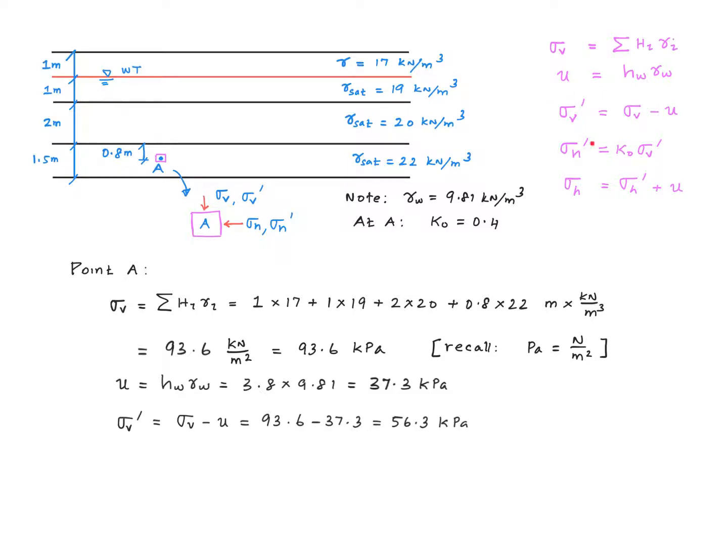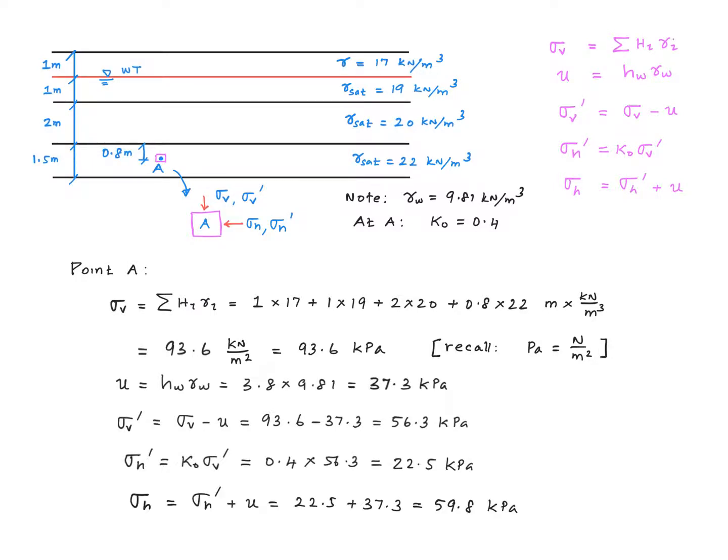Next, using this equation, which comes from Terzaghi's effective stress principle, sigma V prime is calculated to be 56.3 kilopascal. Now the relationship between sigma H prime and sigma V prime is this. We are given a value for K naught, 0.4, and we get a value of 22.5 kilopascal for sigma H prime. Finally, adding the pore water pressure to sigma H prime, we get a value of 59.8 kilopascal for sigma H.